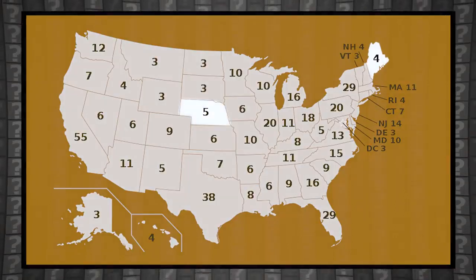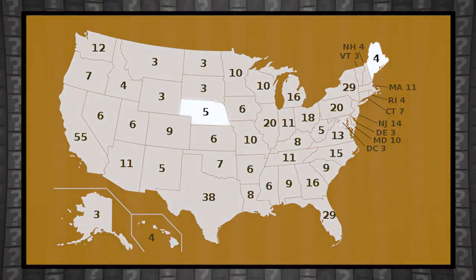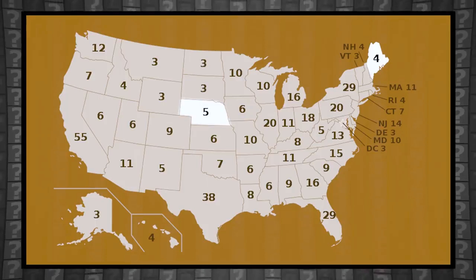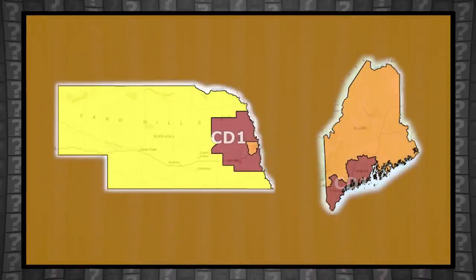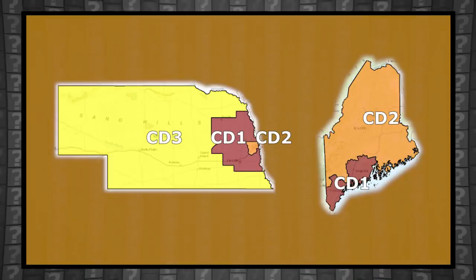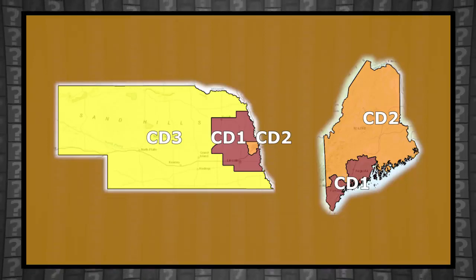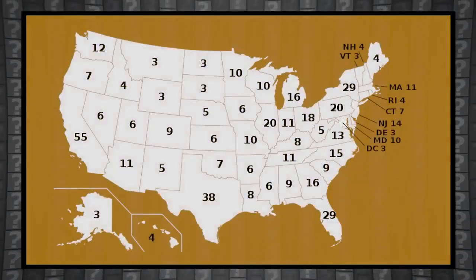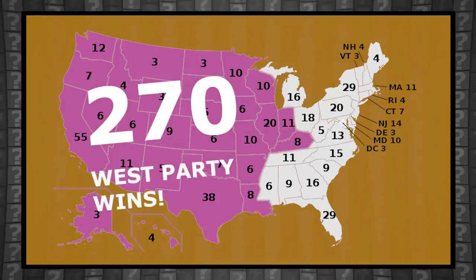Although in Maine and Nebraska, while 2 electors are chosen in this way, both states also allocate 1 elector for each of its congressional districts. Maine has 2, Nebraska has 3. To win the presidency, a candidate must secure an absolute majority of at least 270 Electoral College votes.